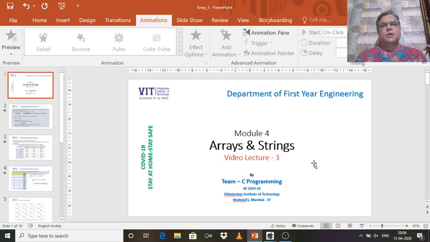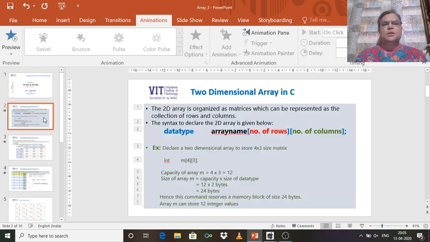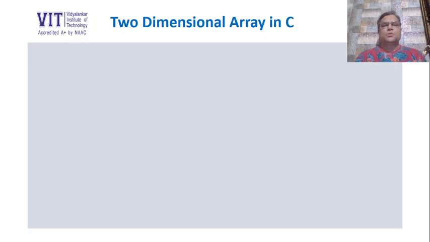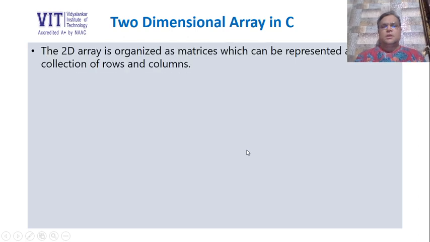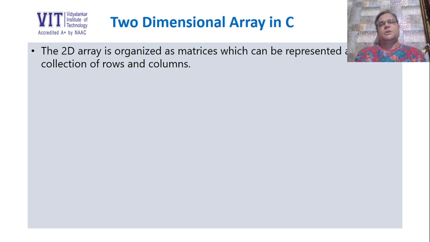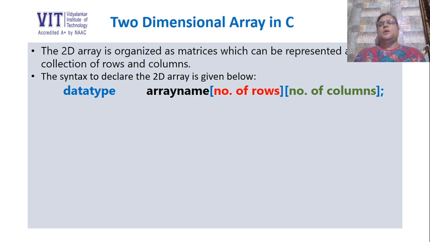The C language allows you to declare and use two-dimensional arrays where we can have many rows and many columns. The two-dimensional arrays are mainly used to store and process matrices. As you all know, the 2D array is organized as a matrix, which can be represented as a collection of rows and columns. How to declare it?